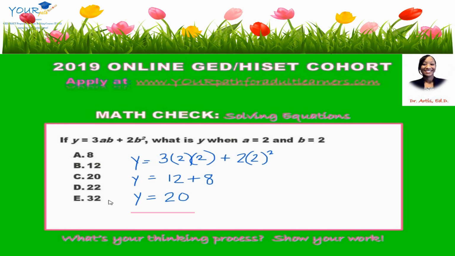So we can come over here to our options, and we see that option C is the correct choice for solving this equation.